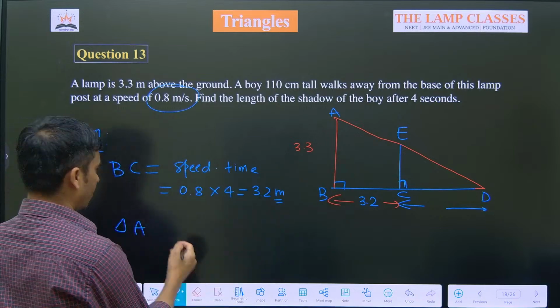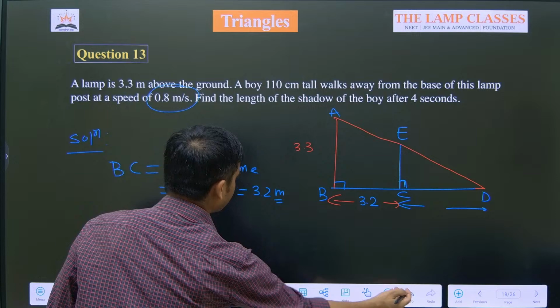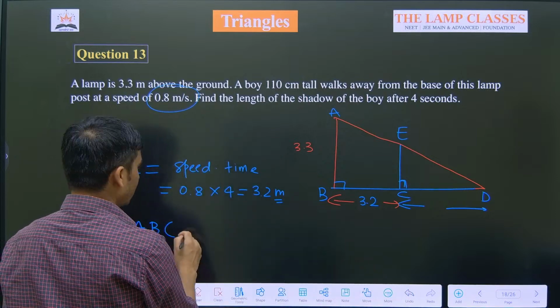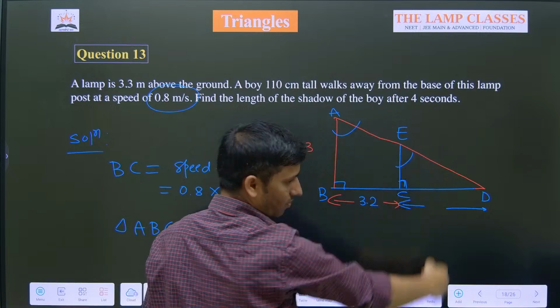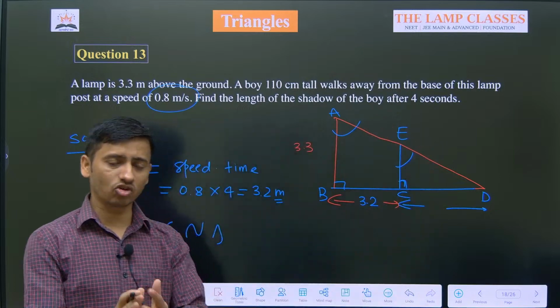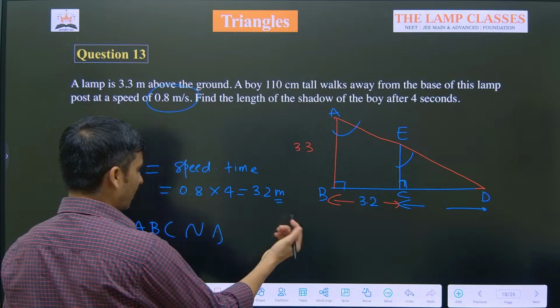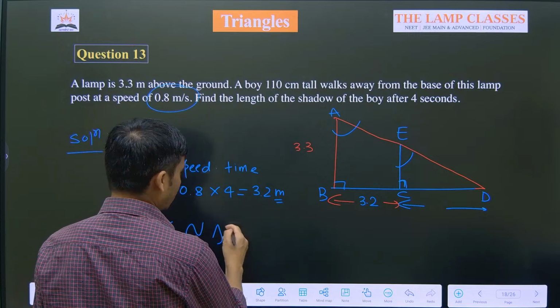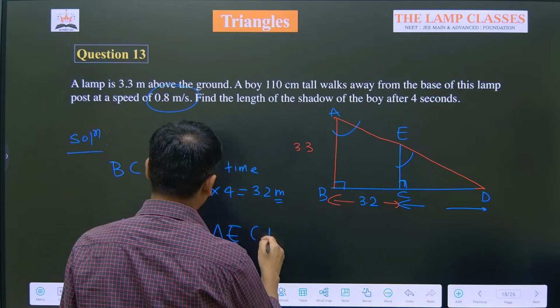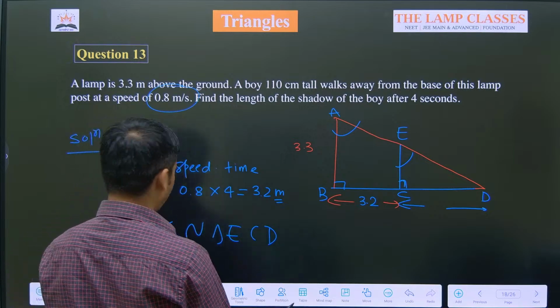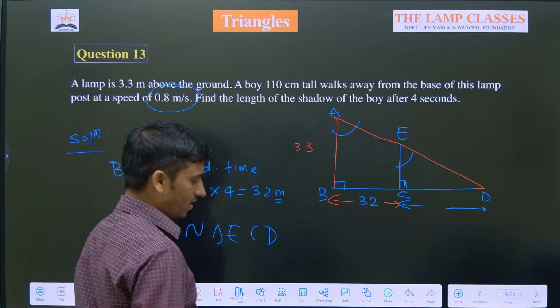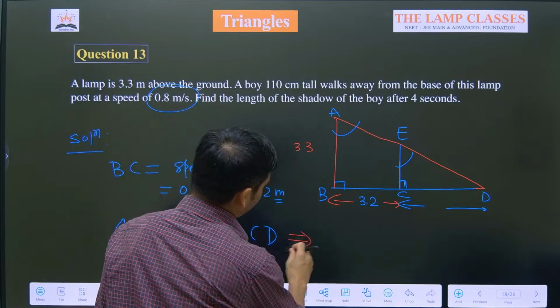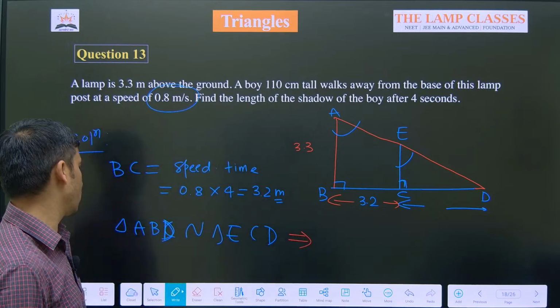Just mention why. Triangle ABD is similar to triangle ECD. This angle A, this angle and this angle are equal. In the diagram if you mention, it will be a good idea. They will understand. Not ABC, my bad, ABD. And then we have to have the sides to be proportional. CPST you have to apply.